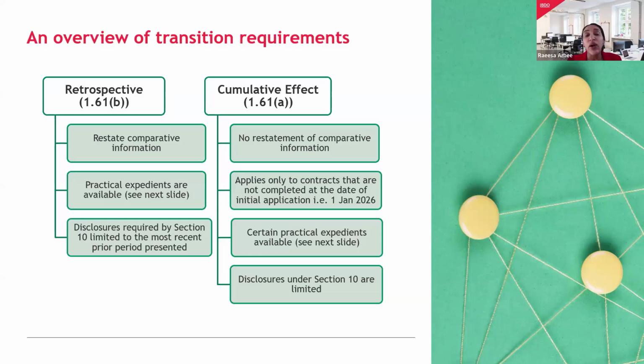The other thing you can do under the cumulative effect method is that you can ignore contracts that were completed prior to the date of initial application. So the date of initial application for a December year end would be 1 January 2026. So if you had a contract that was completed prior to that date, you can ignore it.